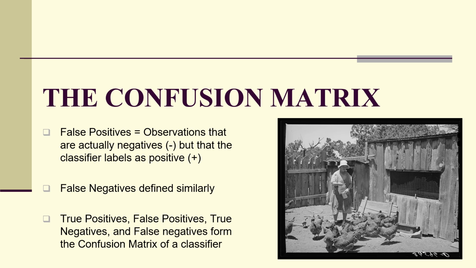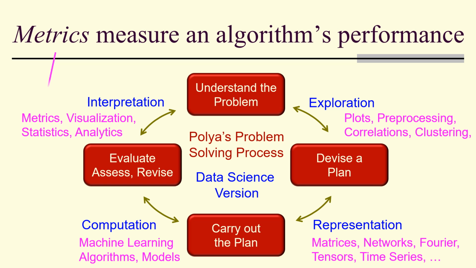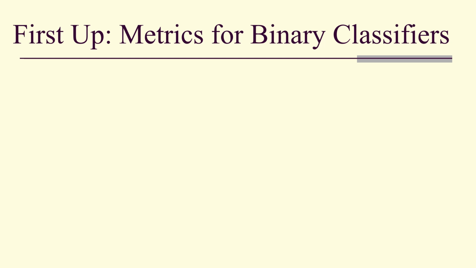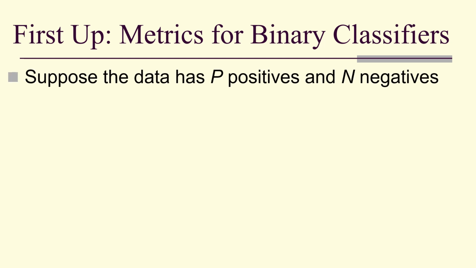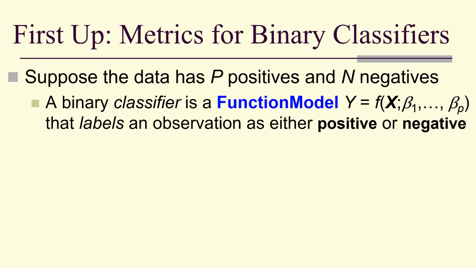The confusion matrix, our first look at metrics. Metrics measure an algorithm's performance. First, metrics for binary classifiers. Suppose the data has capital P positives and capital N negatives.